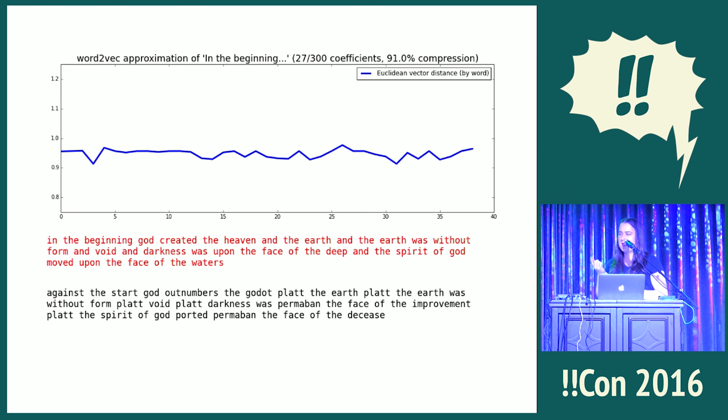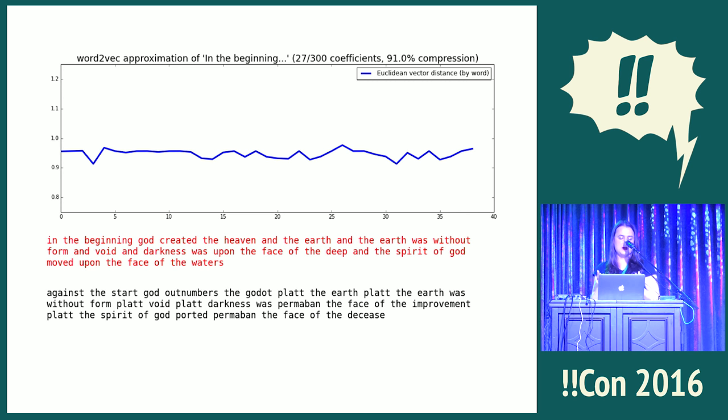So then I can approximate the meaning of the original source text using only the first few coefficients of the word-to-vec DCT. It turns out that with this particular source text, you can leave out about 80% of the coefficients before the approximated text is different from the source text. So here's an example at about 91% compression. Only 27 of the 300 coefficients are present here.